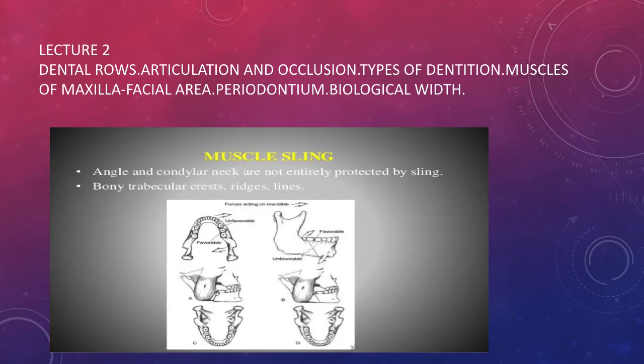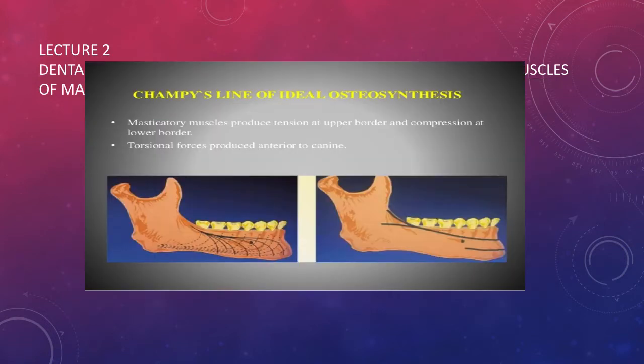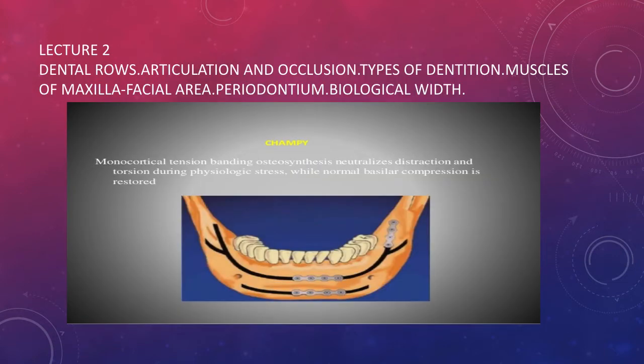Muscular sling: the angle and condylar neck are not entirely protected by the sling. Bony trabecular crests reach lines. You can look at this photo: vertically favorable fracture and horizontally favorable fracture. You can look at this photo: Champy's line of ideal osteosynthesis. Champy: monocortical tension-band osteosynthesis neutralizes distraction and torsion during physiologic stress, while normal basilar compression is restored.